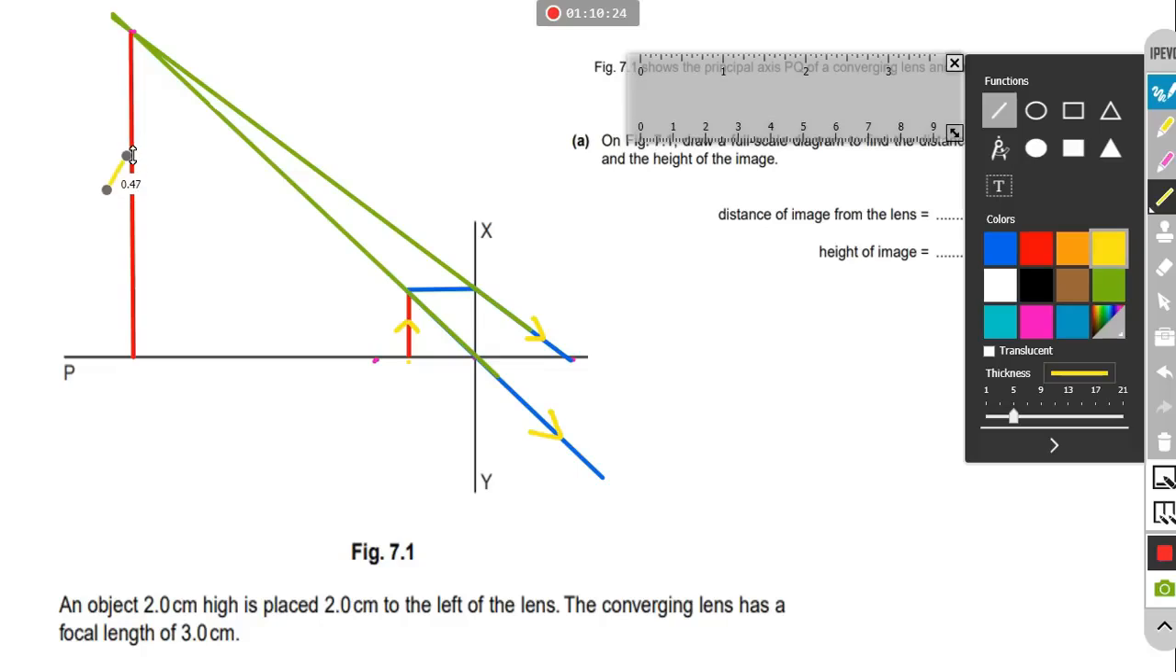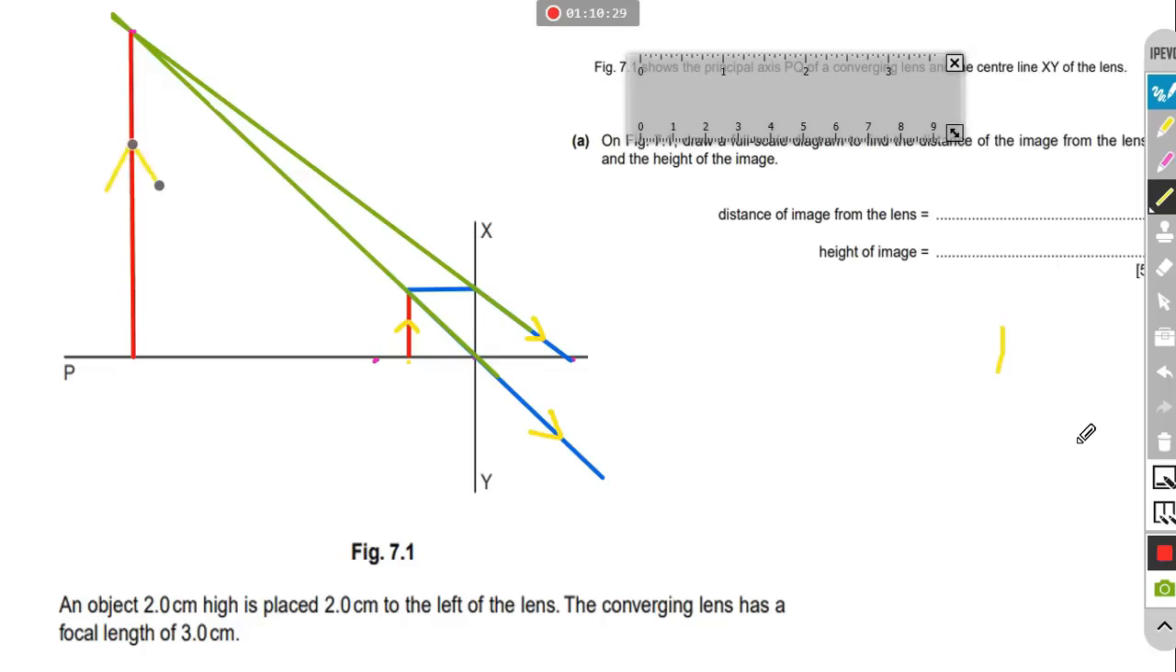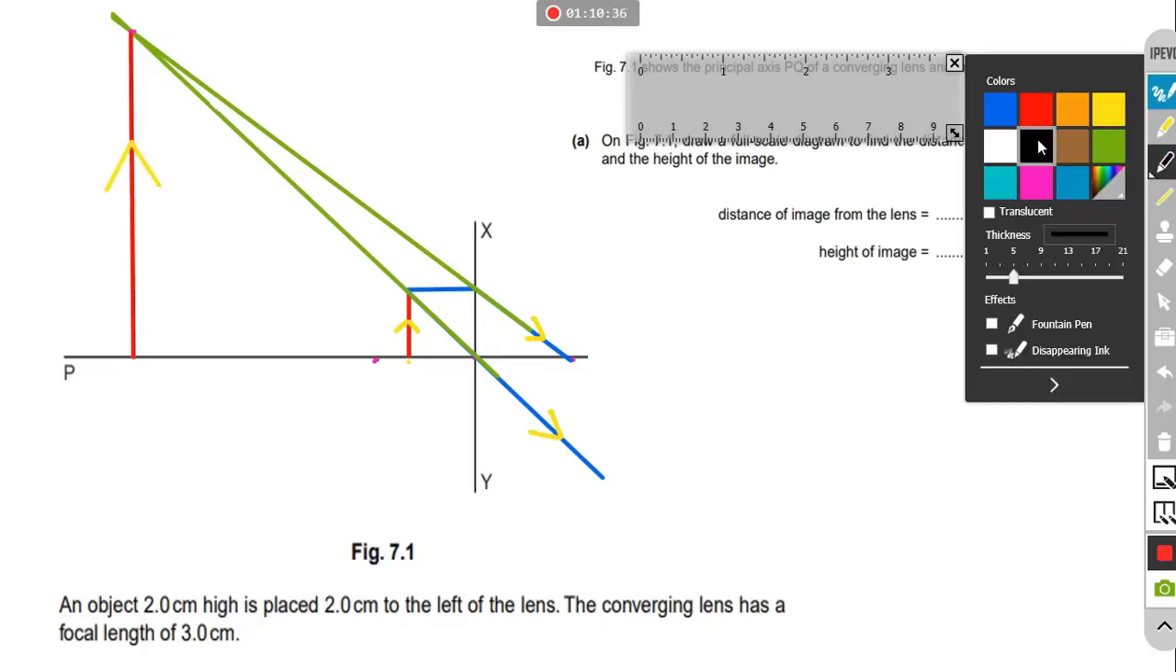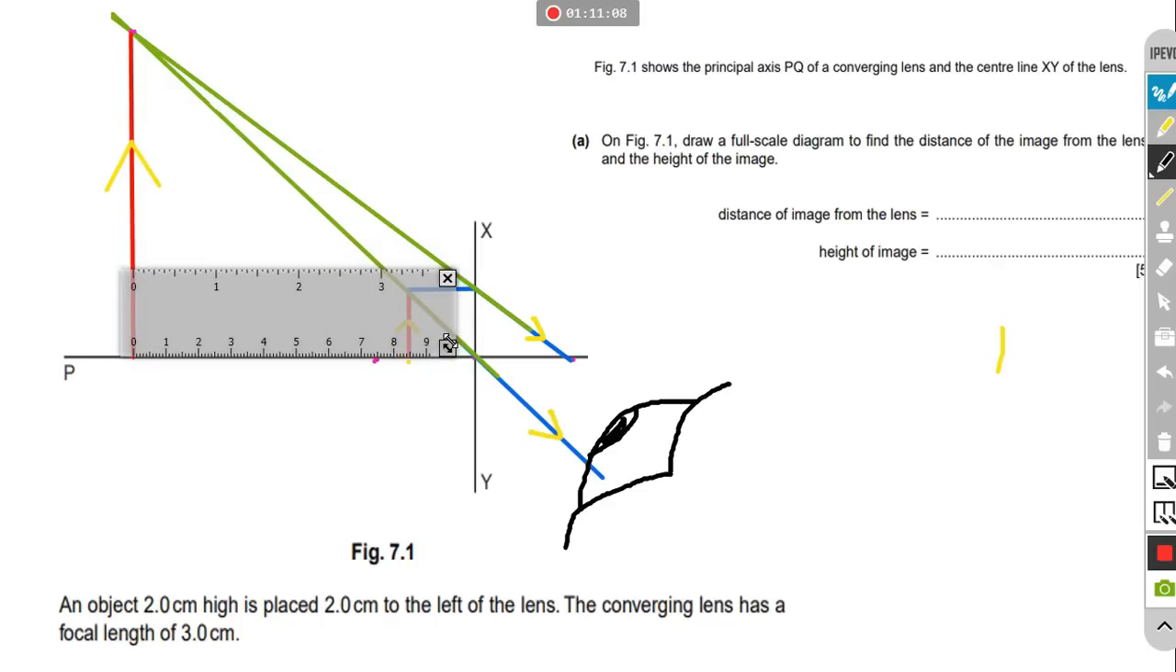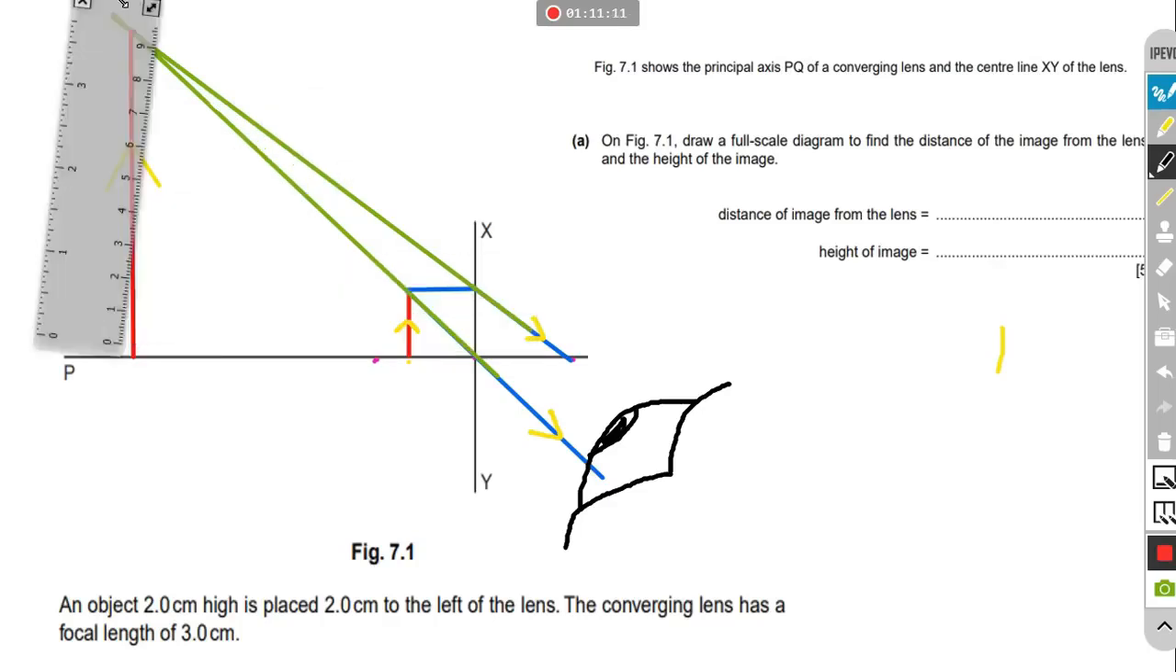Now definitely this is a virtual image, so in order for the eye to view this image, well, the eye must be in this position. You don't need a screen. It's unlike the previous cases where you needed a screen because they were real images. Alright, and then you need to find the distance of the image to the lens, so measure this distance and the height of the image. So you can see the distance is 10.5, the height is about 9.5, 9.7.